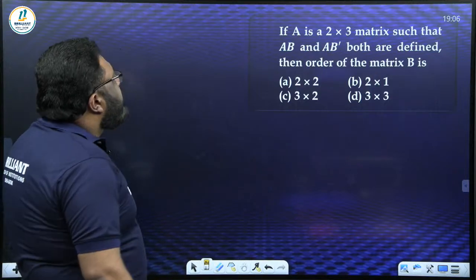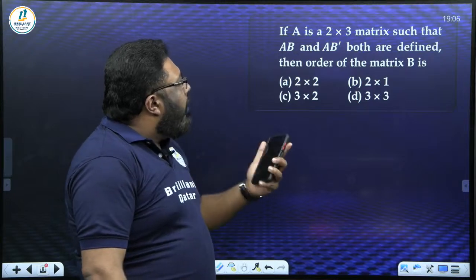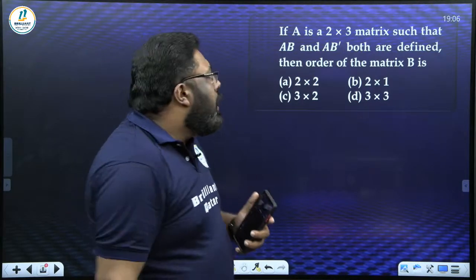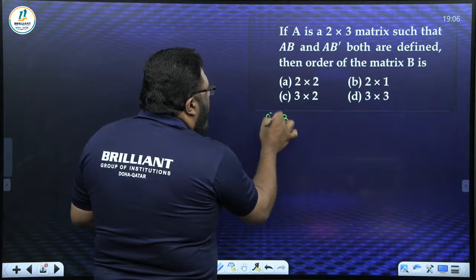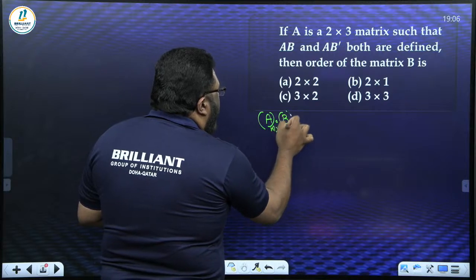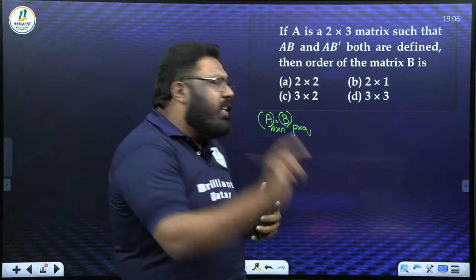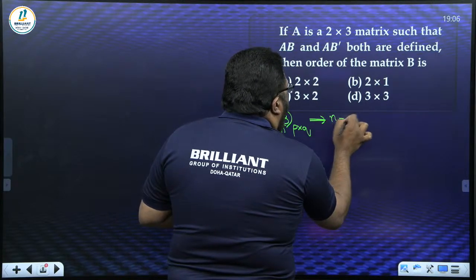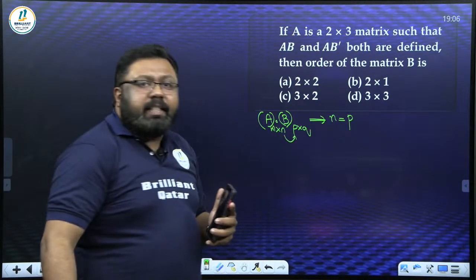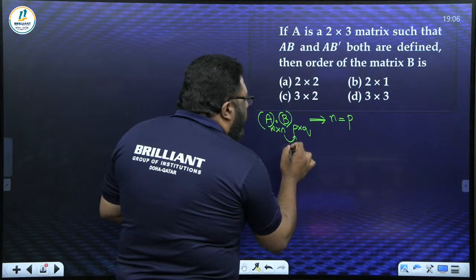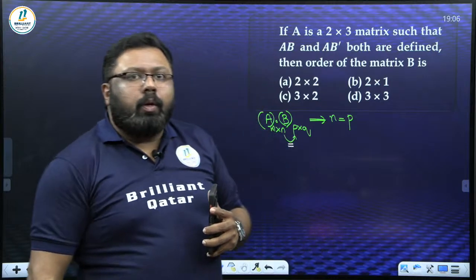Come on. Next question. A is a 2 by 3 matrix such that AB and AB dash both are defined. Very important, my dears: the product of two matrices. If a matrix of order m by n and another matrix of order p by q can be multiplied, the only necessary condition is that n of the first matrix, that is the columns of the first matrix, must be equal to p, the rows of the second matrix.